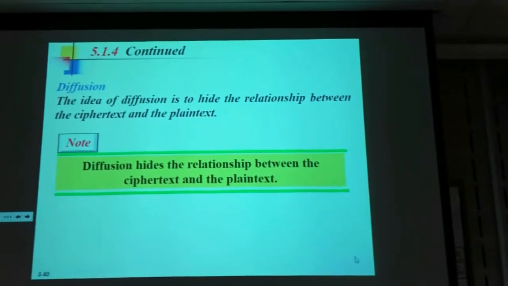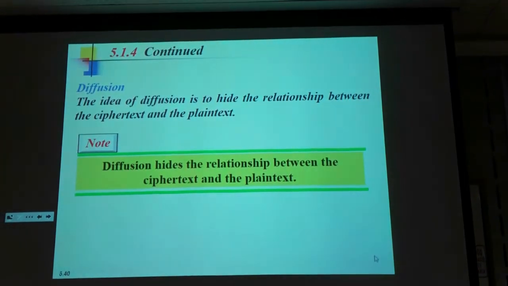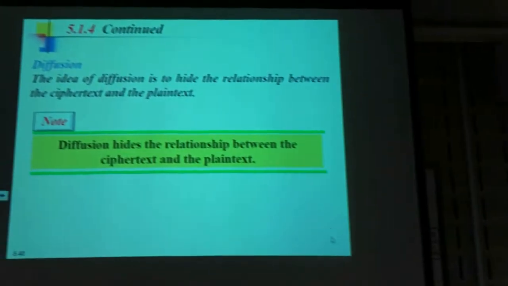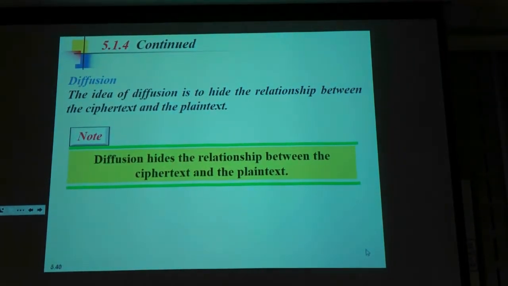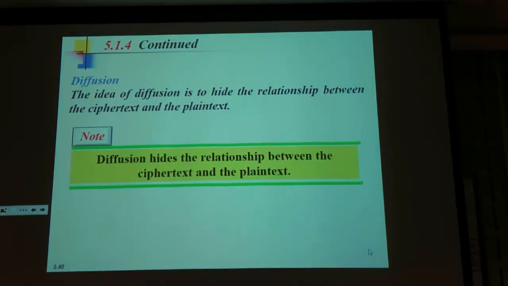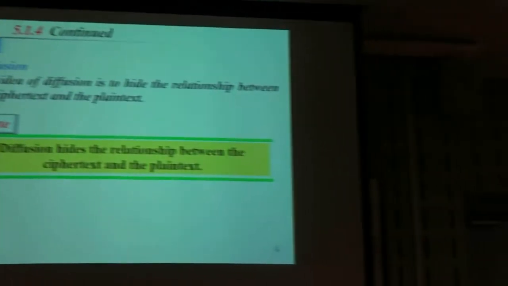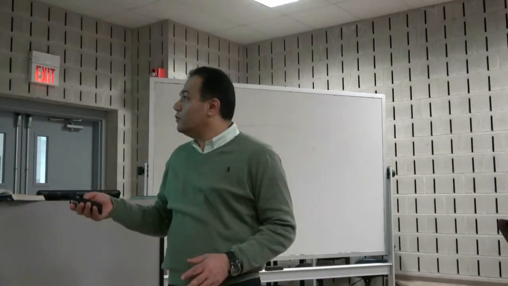Okay, so what you're trying to achieve, 2 things. The first thing is diffusion. Number 2 is confusion. Diffusion and confusion. And you have to understand the difference. So the idea of diffusion is to hide the relationship between the ciphertext and the plaintext. That means if you have the ciphertext, you cannot figure out what is the plaintext. So what you are hiding in here? The relationship between the two completely. Alright? So diffusion hides the relationship between the ciphertext and the plaintext. Clear?